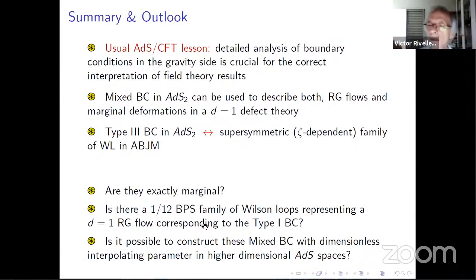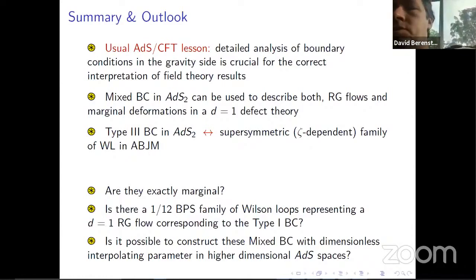Okay, questions? David? Yes, very nice talk. I have a question, which is, there's also 't Hooft loops. Is there a similar story that you can do for 't Hooft loops, or is that something that can't be done with the current methods?